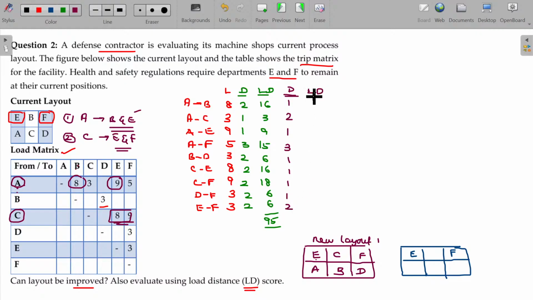Find out the load distance as per your new one. So load and distance to be multiplied. So 8, 6, 9, 5 into 3, 15, 3, 8, 9, 3 and 6. Come on, get me the total value. 50, 67. So naturally this will be more suitable than the existing layout. So you can definitely improve the layout by doing this way. Clear?